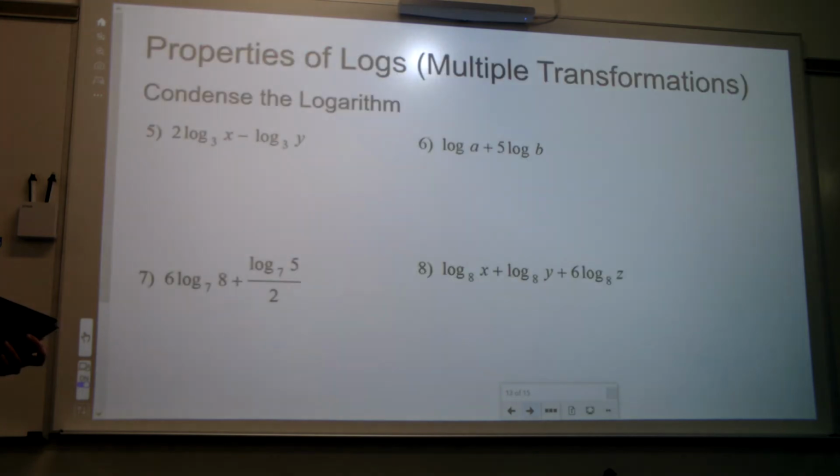We are going to be condensing. Now I want you to put a little note on here. Whenever you're condensing, use the power property first.